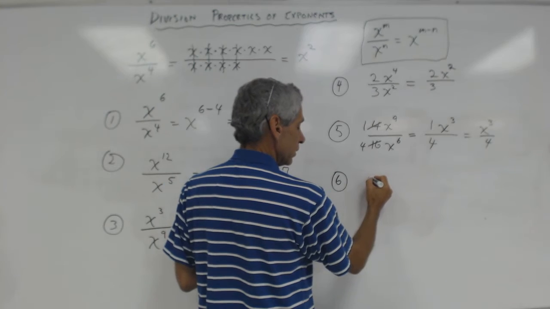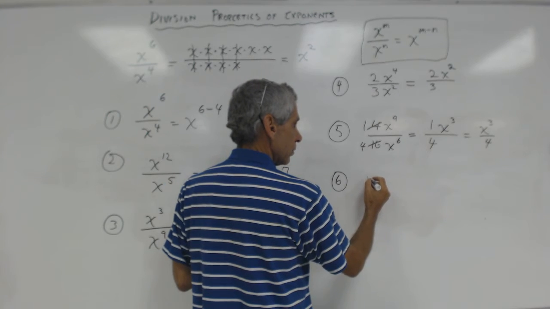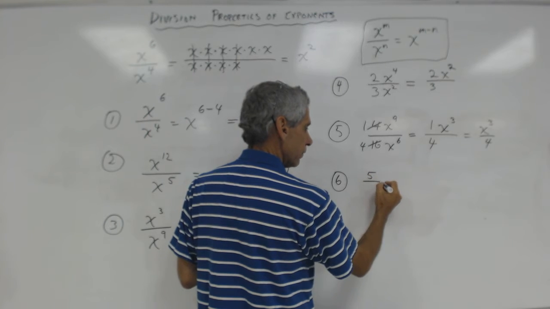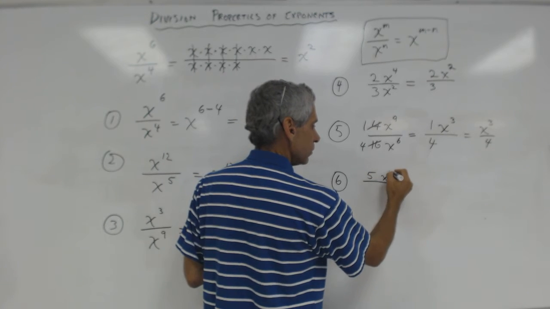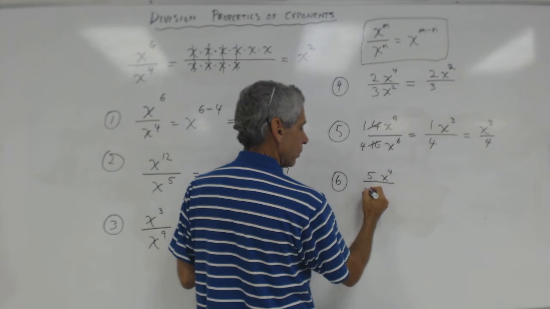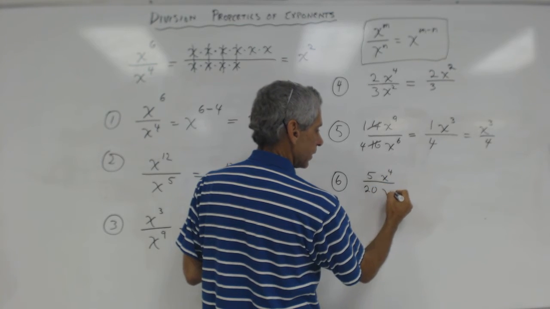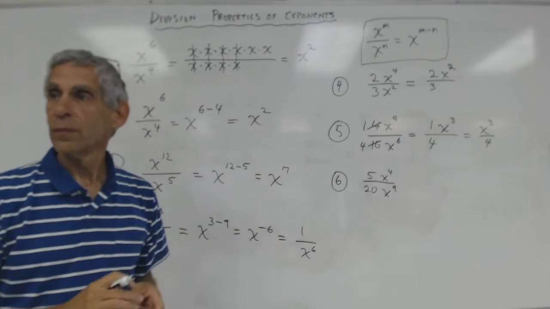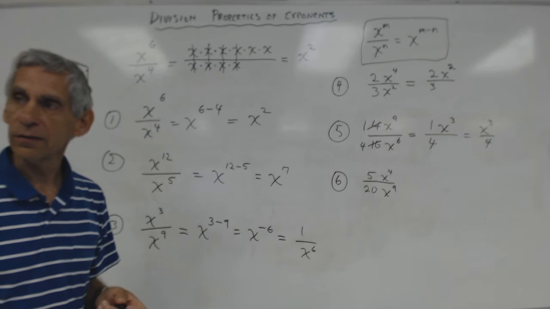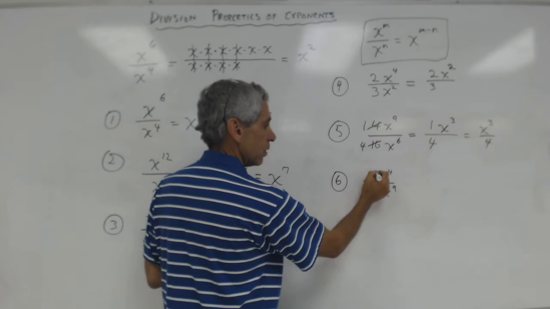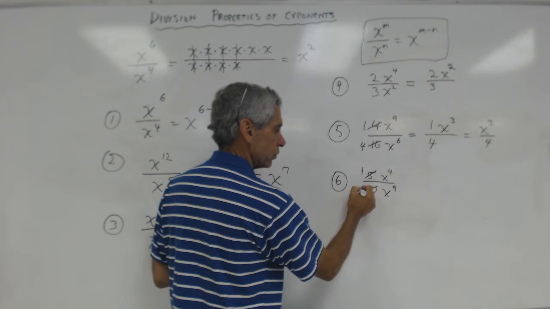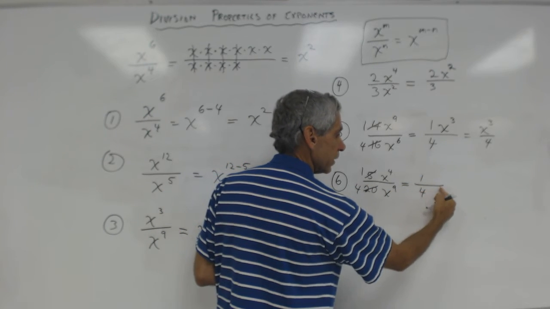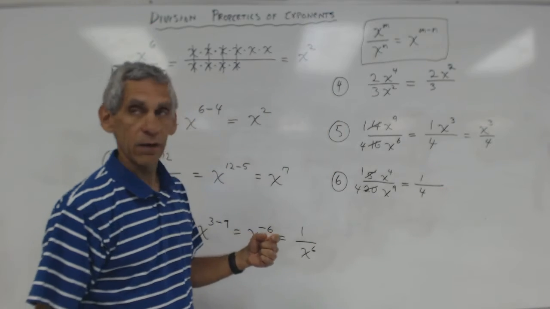Okay? Number 6, sorry. What if I gave you 5x to the 4th over 20x to the 9th? What would I do? Okay, Harrison. 5 becomes a 1, the 20 becomes a 4. 5 goes into 5 once, 5 goes into 20 4 times. Immediately I go 1/4 with a long fraction line, right? Okay, and now keep going, Harrison.